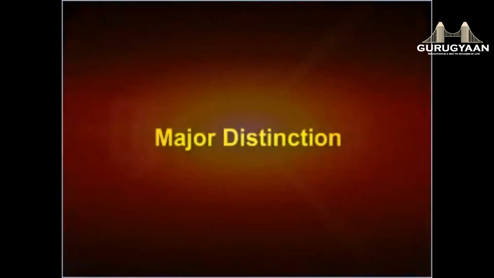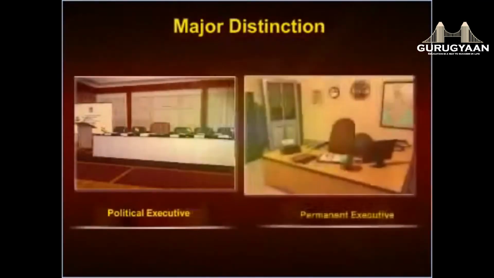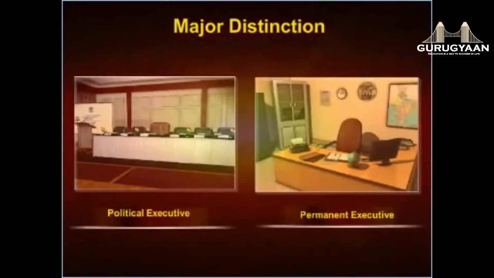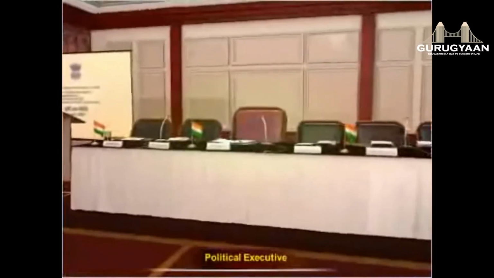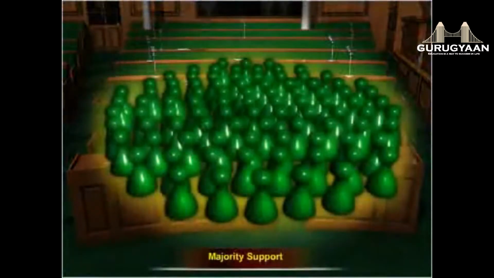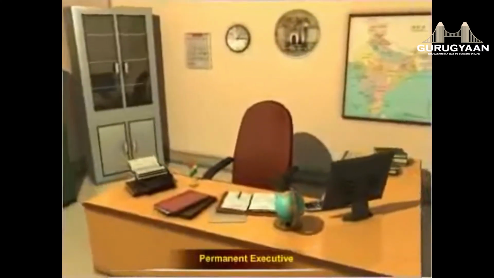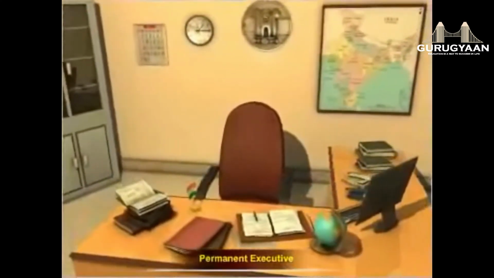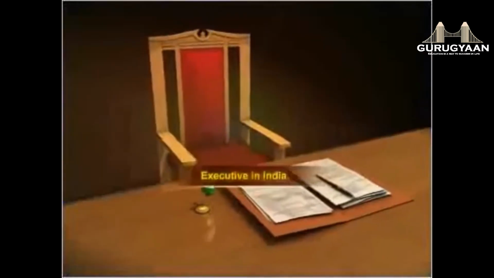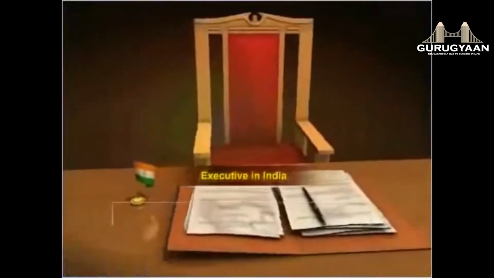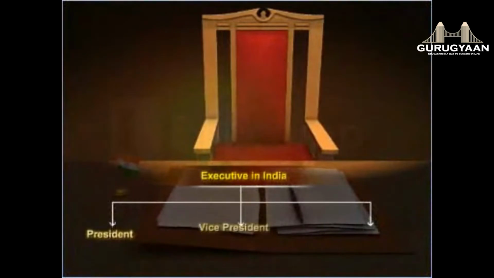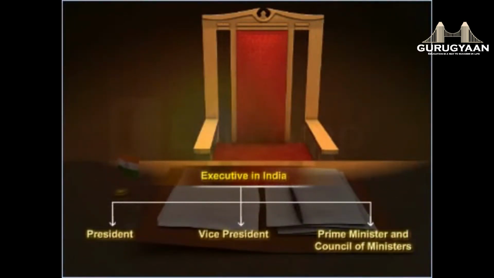A major distinction between the political and permanent executive is that while the political executive remains in power as long as they enjoy majority support in the Lok Sabha, the permanent executive remains the same regardless of the government in power. The executive in India at the union level consists of the President, the Vice President, and Council of Ministers with the Prime Minister at the head to aid and advise the President.